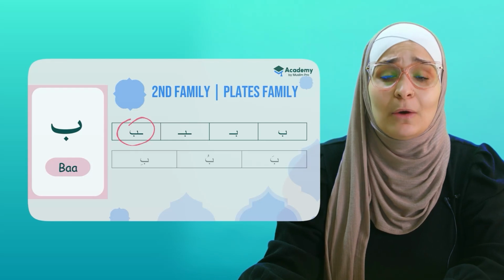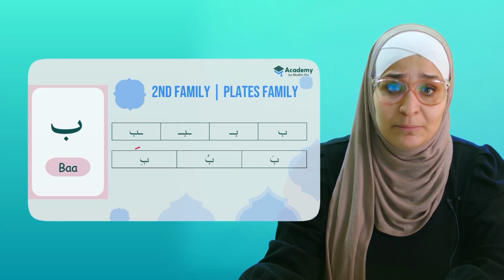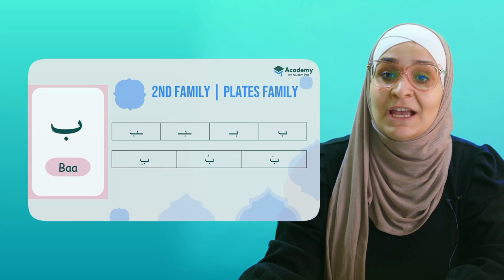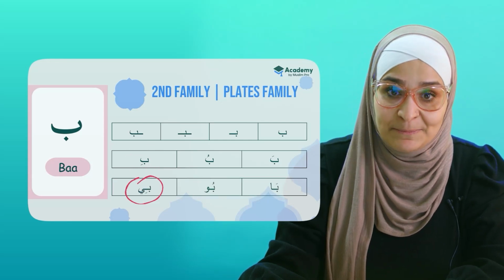Let's practice some ba with short vowels. Ba, bu, bi. With long vowels, ba, bu, bi.